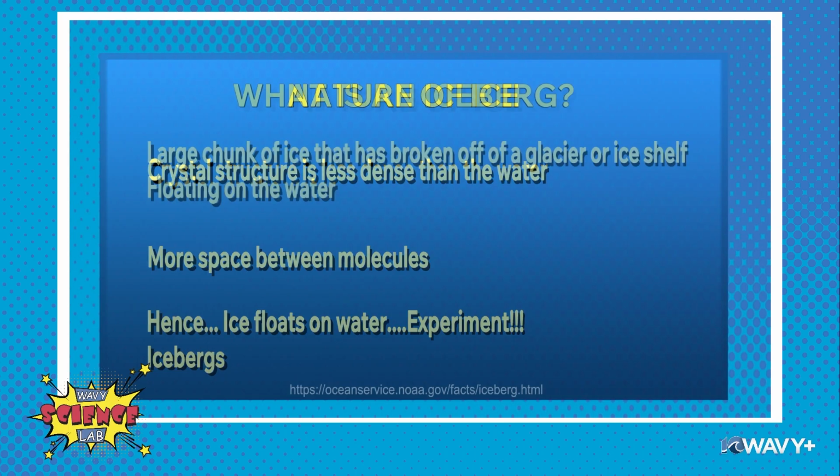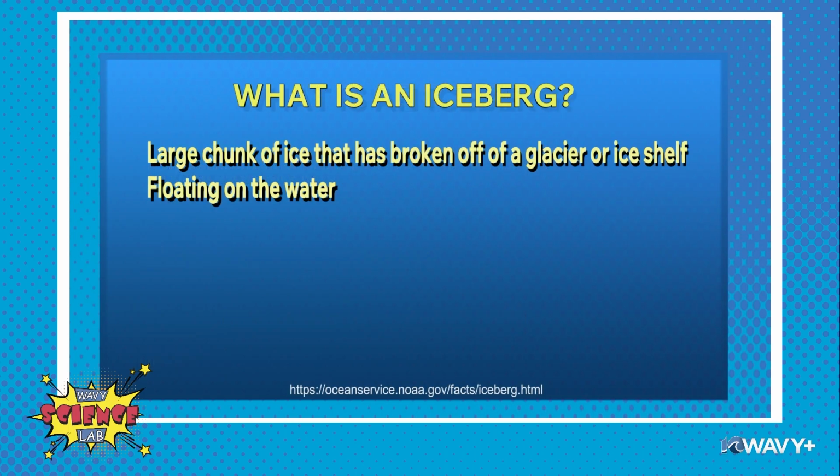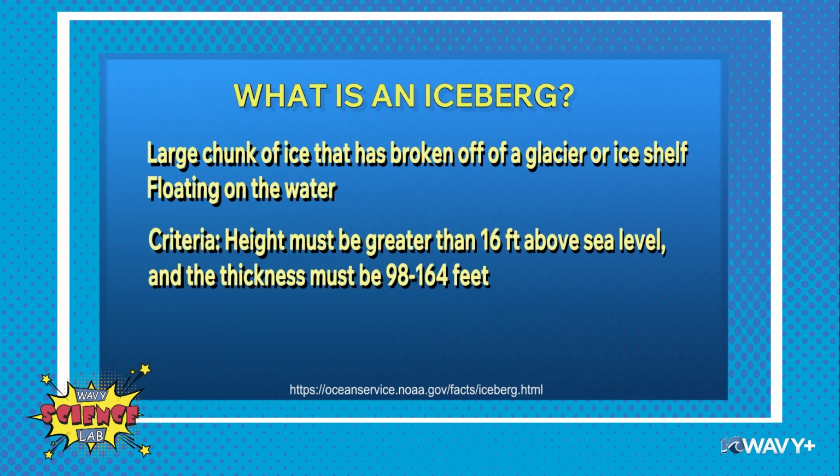So, all right, we just did very simplistic things, which were a lot more difficult than I thought they were going to be. But so let's talk iceberg now. Iceberg: a large chunk of ice that is broken off of a glacier or ice shelf, floating on water. And a glacier, right, is a very thick layer of ice that builds up.